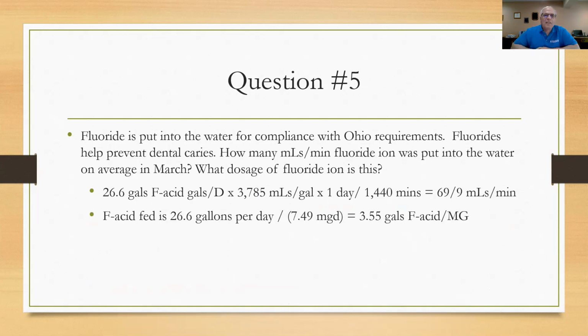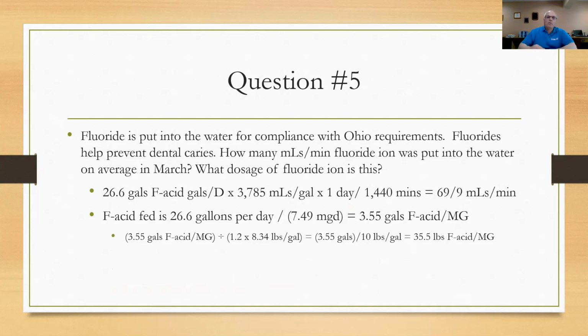So if the F acid fed is 26.6 gallons per day, and I divide by the million gallons per day, I'll come up with a dosage of 3.55 gallons of fluoride acid per million gallons. Of course, not all of that is fluoride, only part of it is. So I've got to work those equations also. So the 3.55 gallons of fluoride acid per million gallons multiplied by the 1.2 and the 8.34 equals 35.5 pounds of fluoride acid per million gallons.